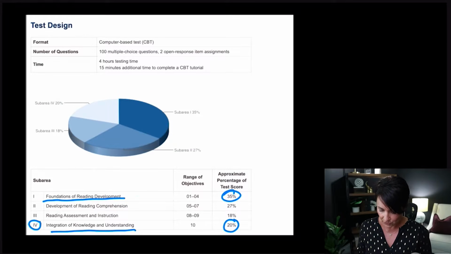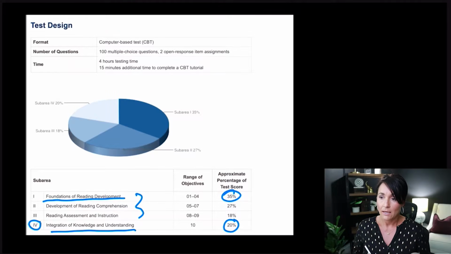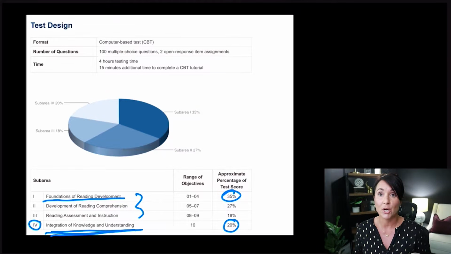We're going to break down these first 3 content categories or sub areas of the exam. And we're going to save this last part for another video. It'll be part 2. So make sure you tune in for that. But for now, we're going through parts 1, 2, and 3.